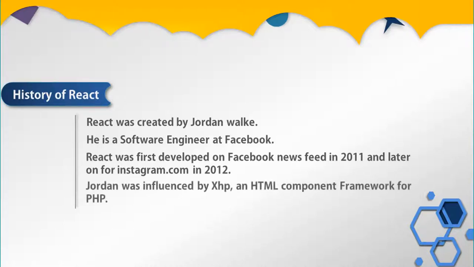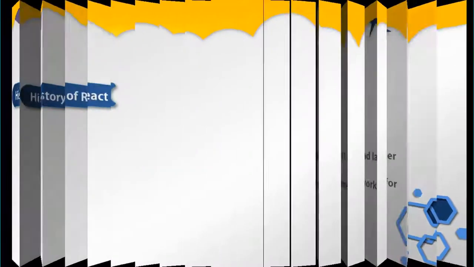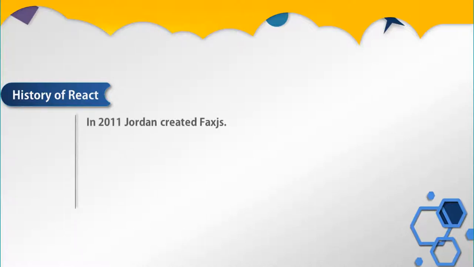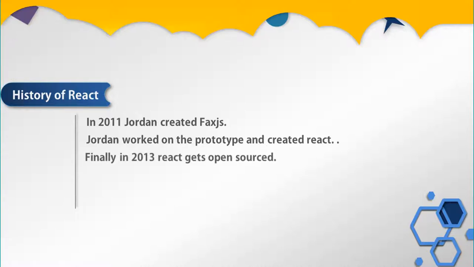Jordan was influenced by XHP, an HTML component framework for PHP. XHP allowed creating composite components. They introduced a similar syntax later in React. In 2011, Jordan created FaxJS, an earlier prototype of React. In 2011, Facebook ads became hard to manage. Jordan worked on the prototype and created React. And finally, in 2013, React got open sourced.